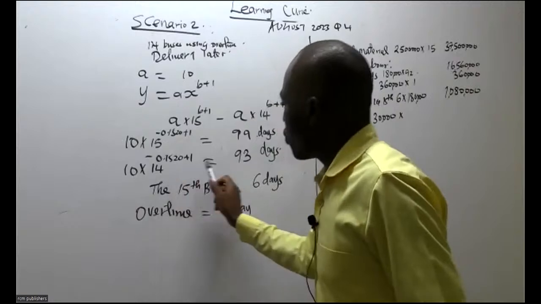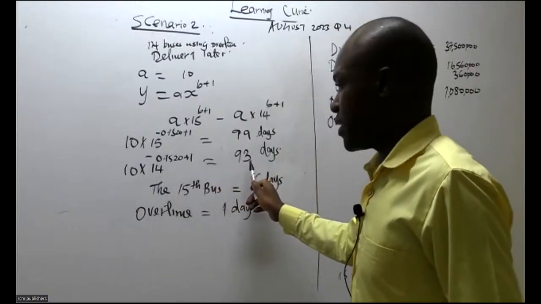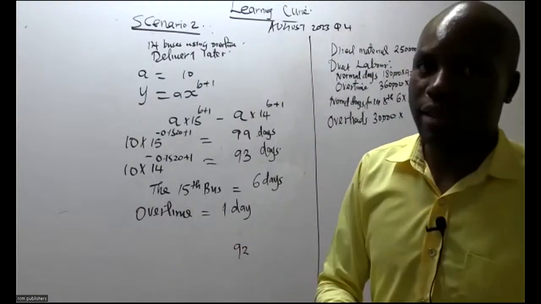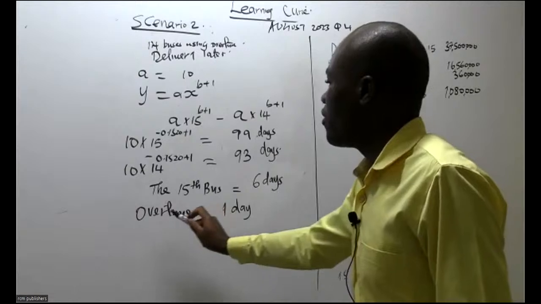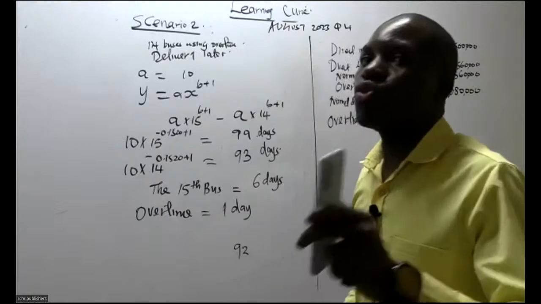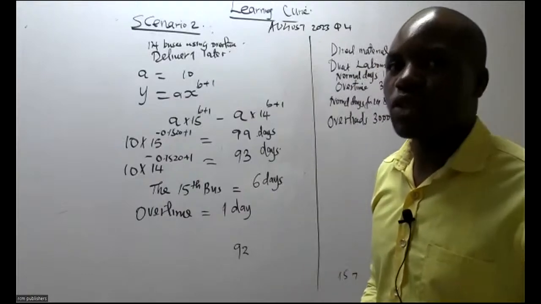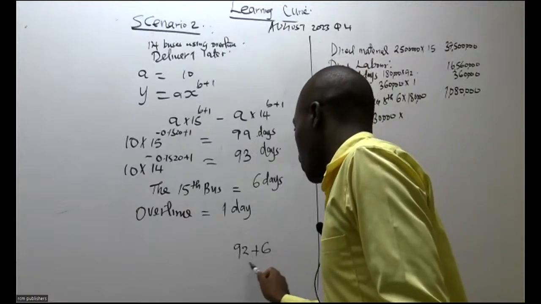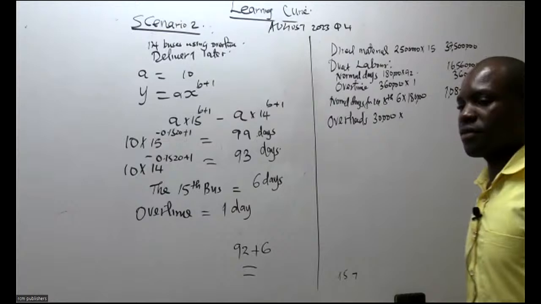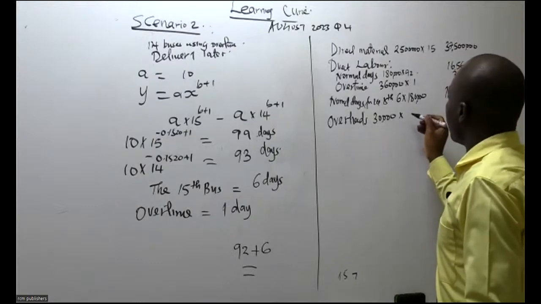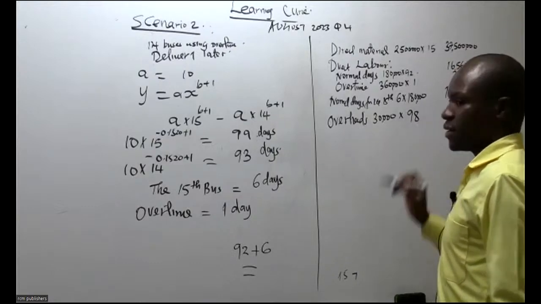The first 14 they produced within 93 days. Out of 93, 92 are normal working hours. One was the overtime. The last bus, the 15th bus, they took 6 days. And these 6 days were their normal working days. So how many days do we have in total? So the overheads will be allocated to 98 days.